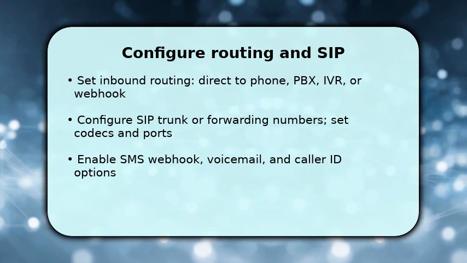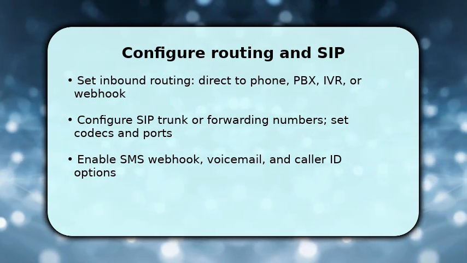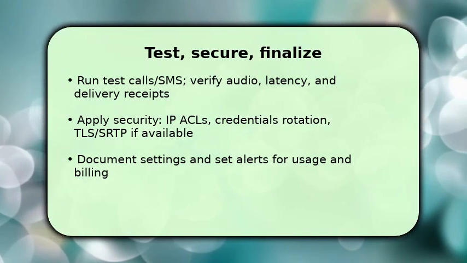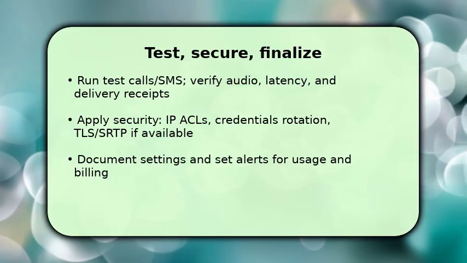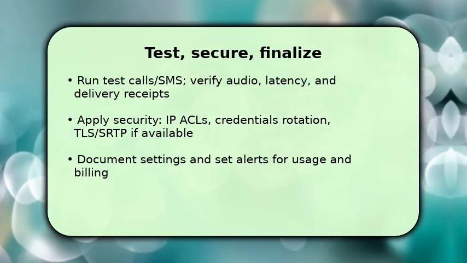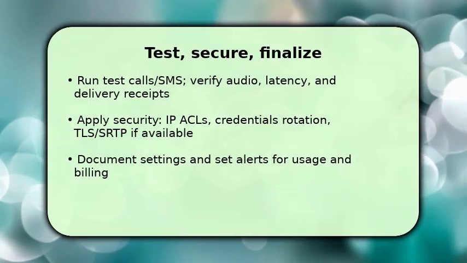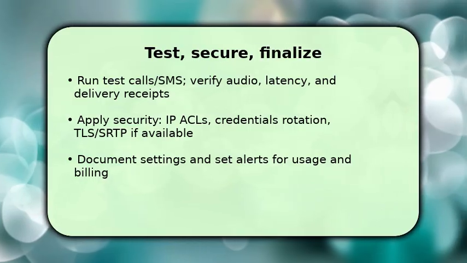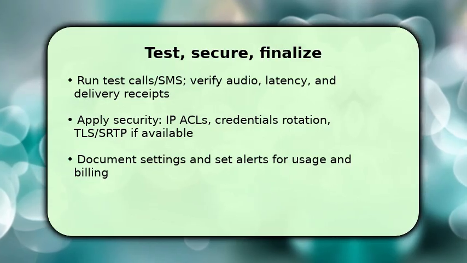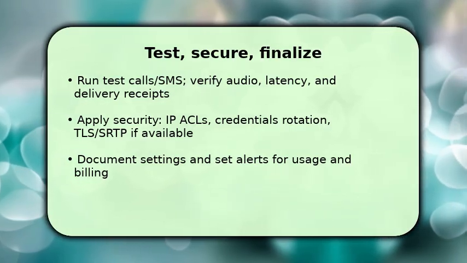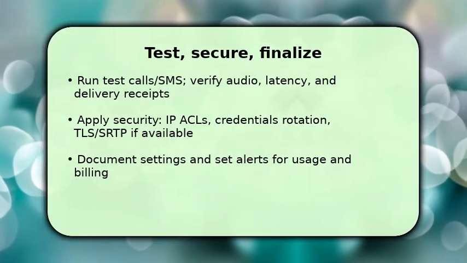You finalize by running thorough tests. Place inbound and outbound calls, check audio quality and latency, and send SMS to confirm delivery receipts. If something fails, isolate whether DNS, SIP credentials, firewall ports, or webhook endpoints are the issue. Secure the number by restricting IPs, rotating credentials regularly, and enabling TLS or SRTP where possible. Once stable, document the configuration and set usage alerts and billing limits.